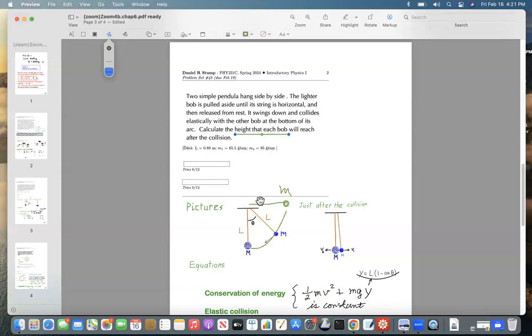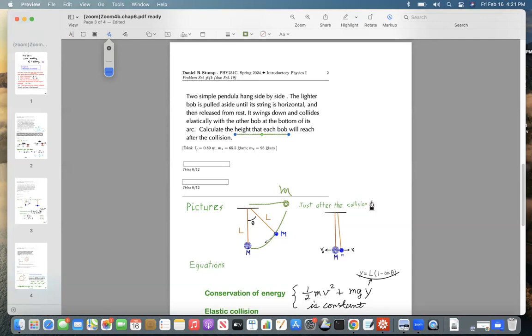So we start by drawing a picture. Well, here's a picture. Here's another picture. We're going to need another picture. This is the picture where we have pulled little m up to where its string is horizontal. This is another picture where little m has swung down a little ways to where its angle is theta. Now we're going to need another picture. So here's another picture where the two are colliding at the bottom.